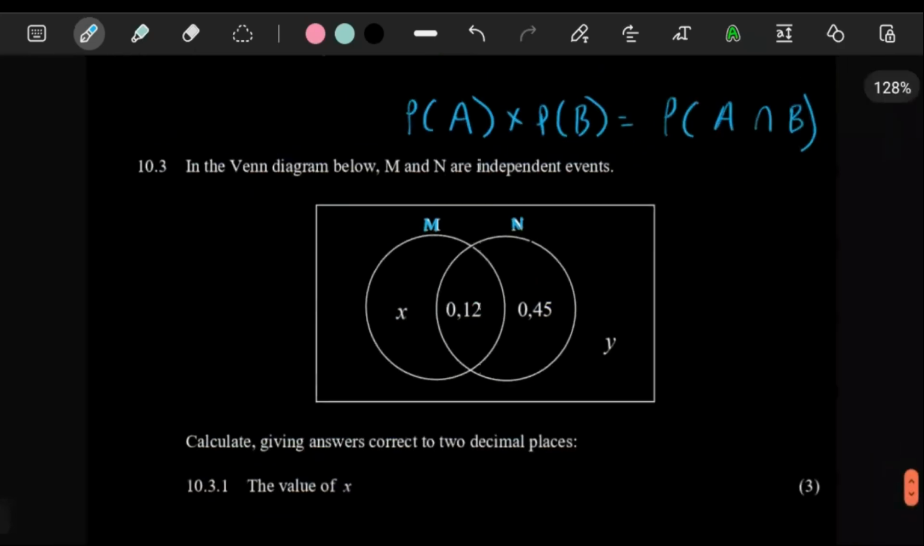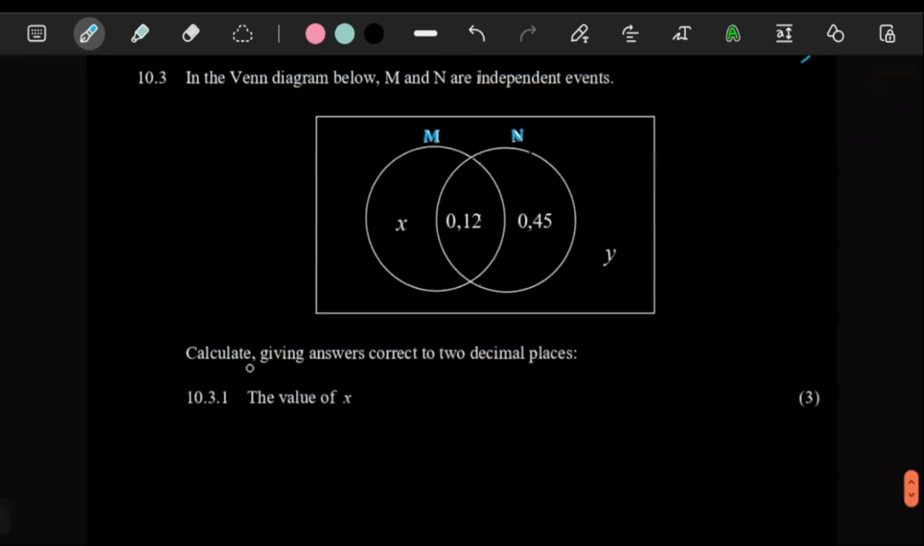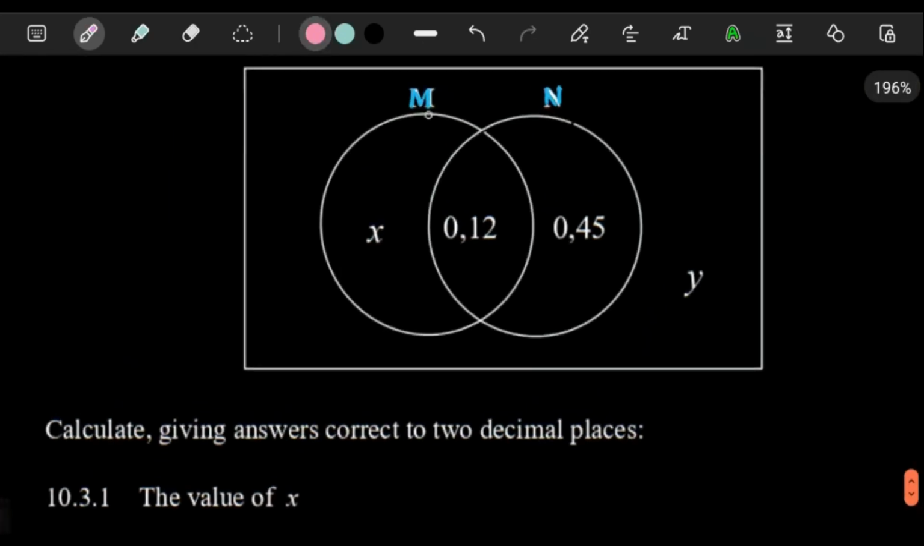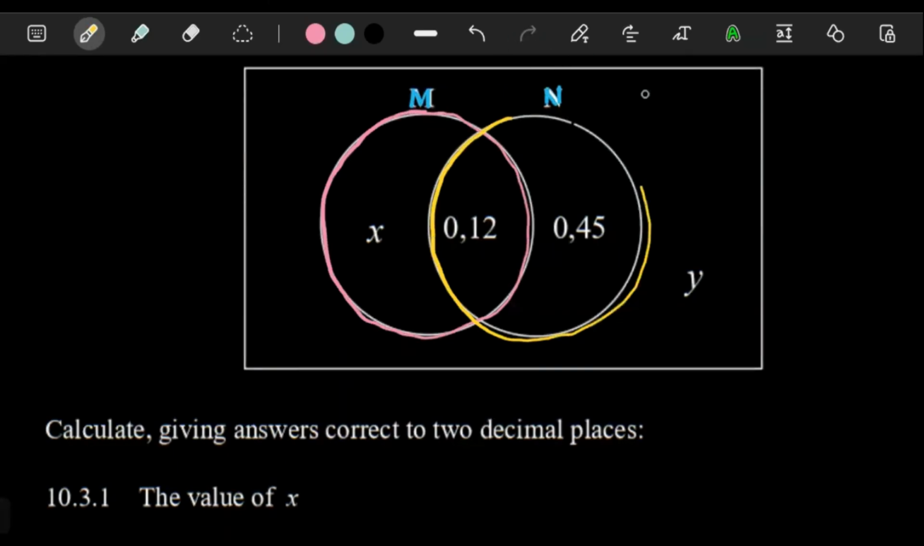So if these are independent events, what you know is the probability of M alone, the probability of M, right, is these two put together. The probability of N is these two put together. Because remember, for M, you should consider the whole thing here. And then for N, you should consider the whole thing here. Like this. Woo! I thought I was drawing a perfect circle, but I was like, nope. Let me just see here. Yo. Ish.